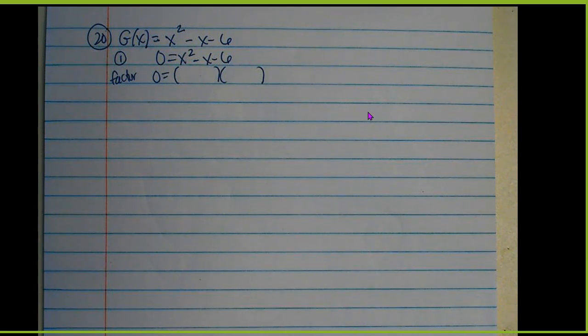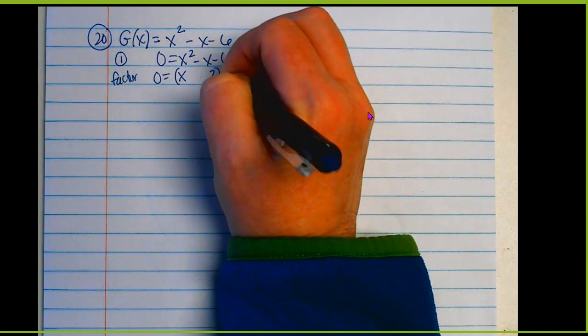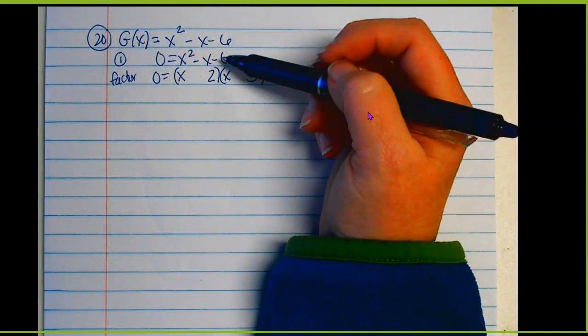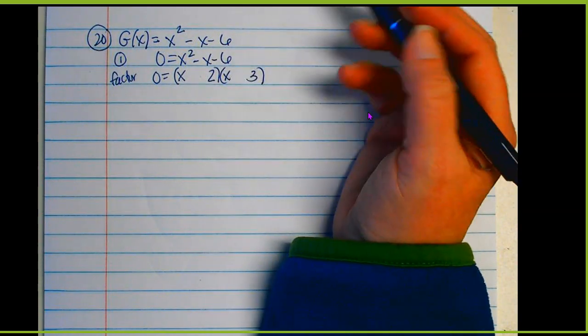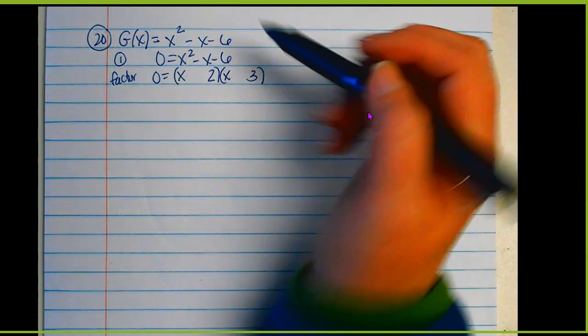We either have 1 and 6 or 2 and 3. So 2 and 3? Yeah, 2 and 3. And I know they subtract because there's this minus right here. So I'm going to do this right this time with my signs. Which one gets the negative?